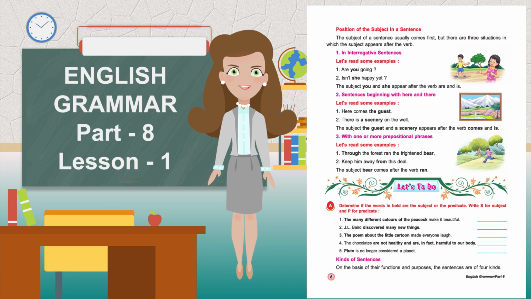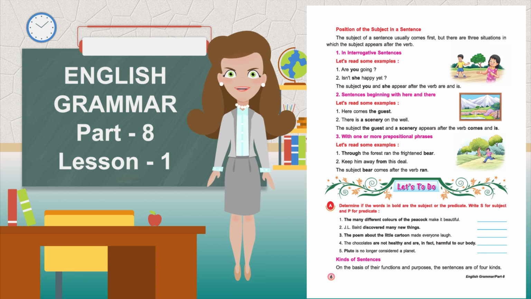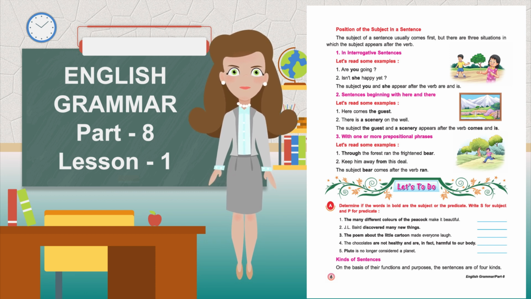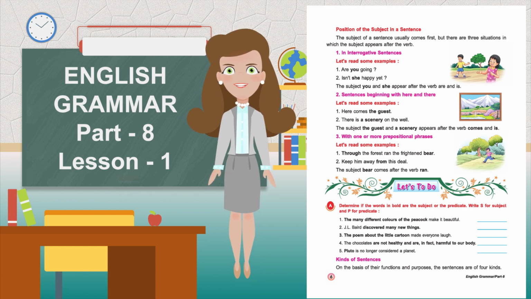Position of the subject in a sentence. The subject of a sentence usually comes first, but there are three situations in which the subject appears after the verb. First, in interrogative sentences. Let's read some examples. Are you going? Isn't she happy yet? The subjects, you and she, appear after the verbs are and is.